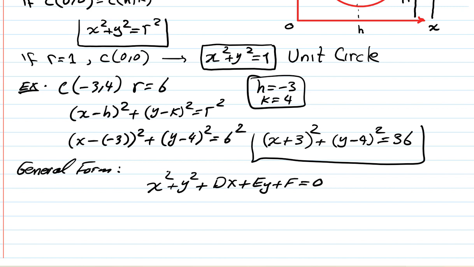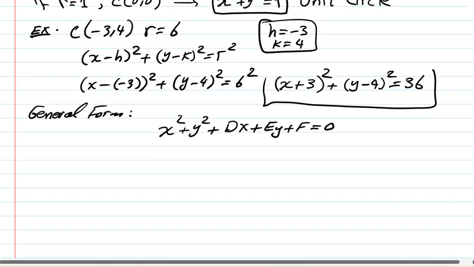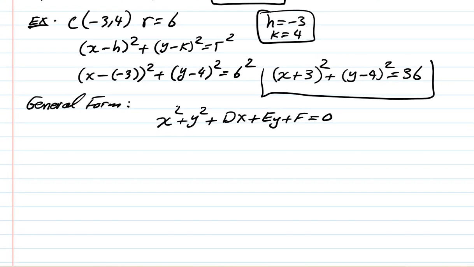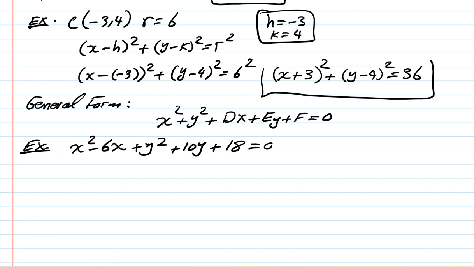So let's take a look and see how we're going to use this general form. Suppose I'm going to make an example up here. Let's say in my example, I have x squared minus 6x plus y squared plus 10y, and let's make the constant 18 here. So suppose I have that equation, and that's set equal to 0.